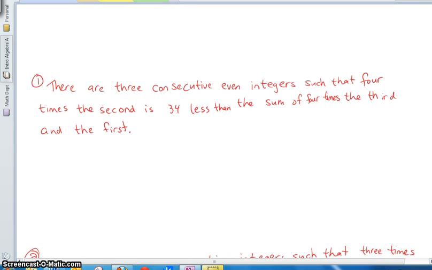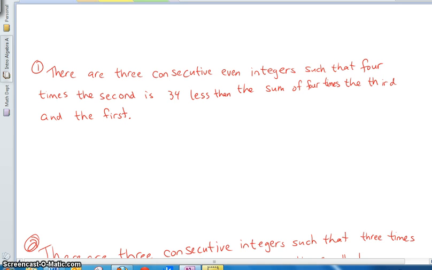Alright, looking at number 1. There are 3 consecutive even integers, so I know right away I've got x, x plus 2, x plus 4. Such that 4 times the second, so 4 times the second, that's 4 times x plus 2, because that's my second number there, is means equals, 34 less than.